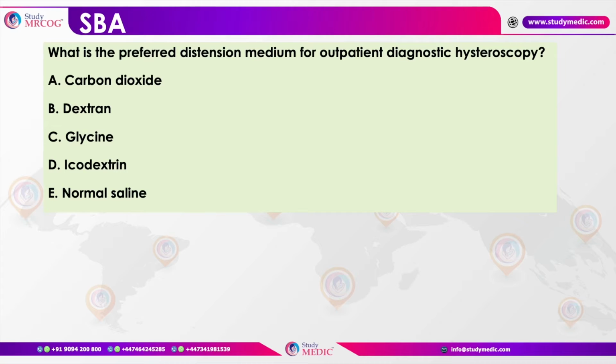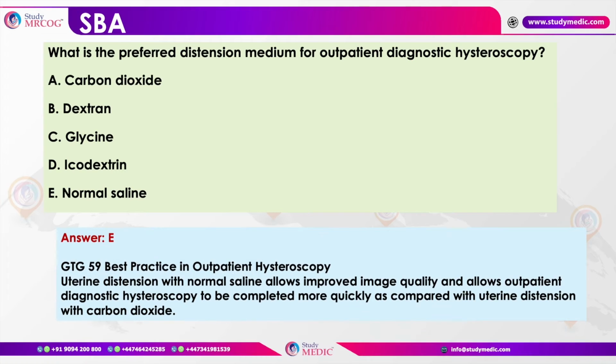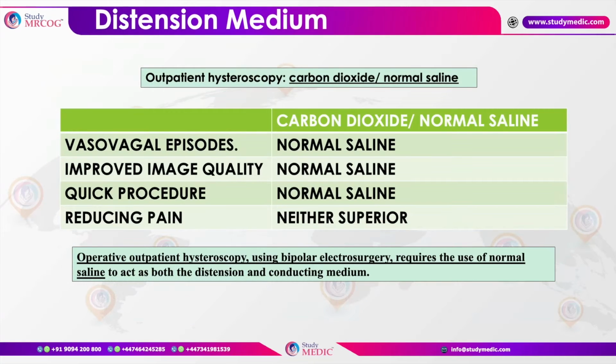You can use both carbon dioxide and normal saline. However, if you ask for the preferred one, the best one is normal saline. Uterine distension with normal saline allows for improved image quality and allows outpatient diagnostic hysteroscopy to be completed more quickly as compared with uterine distension with carbon dioxide. So normal saline is always more preferred than carbon dioxide. These are the two media, carbon dioxide and normal saline, which are used as distension media.